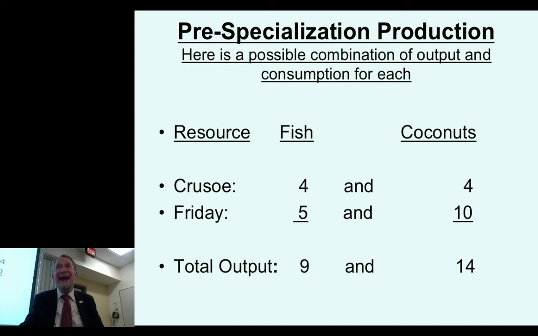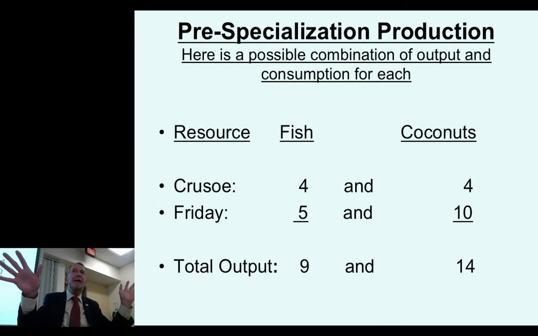Caruso's output and consumption will be the same. He's going to choose some rate of production of fish and some rate of production of coconuts, which will also be his own rate of consumption. It's the same thing with the United States. If we're thinking about wine and corn, how would you decide how much wine to produce and how much corn to produce if there were no international trade?